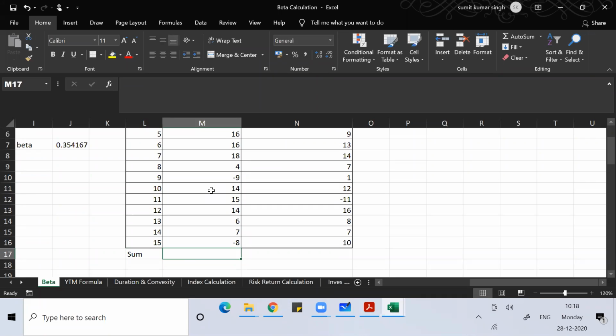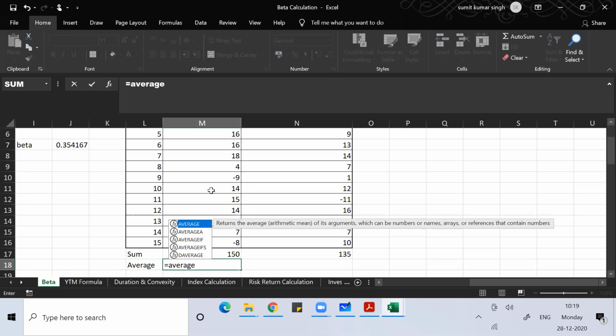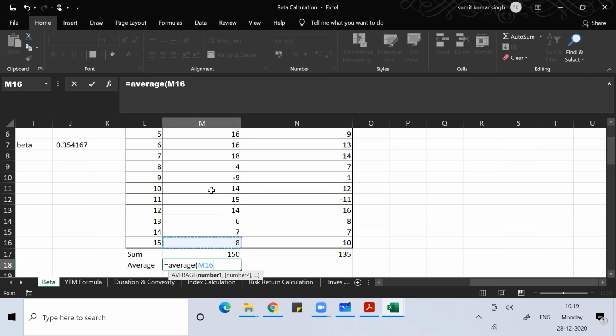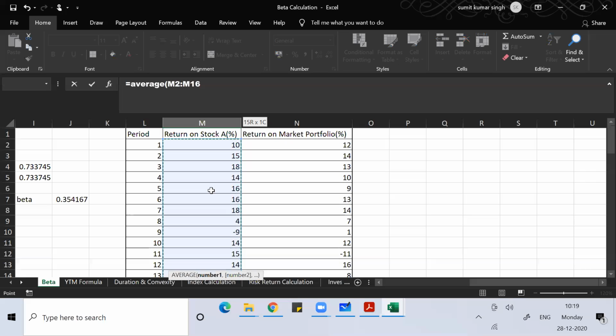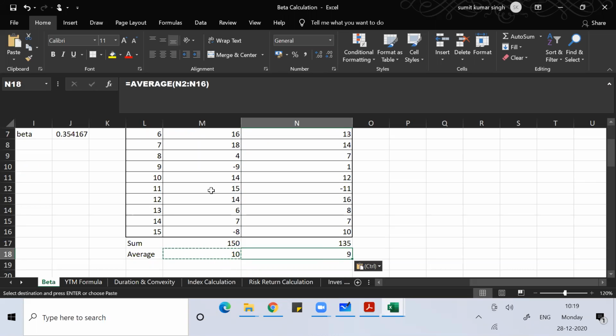So do the sum of this. We got the sum of return on stock and the sum of return on market. Then find the average. The average is the sum you get divided by 15. If you divide 135 by 15, you will get the average. So the average values are 10 and 9.